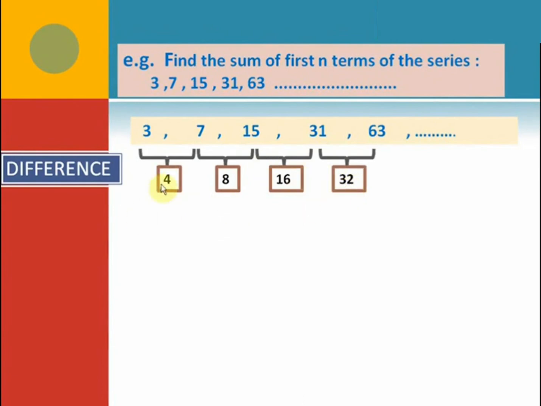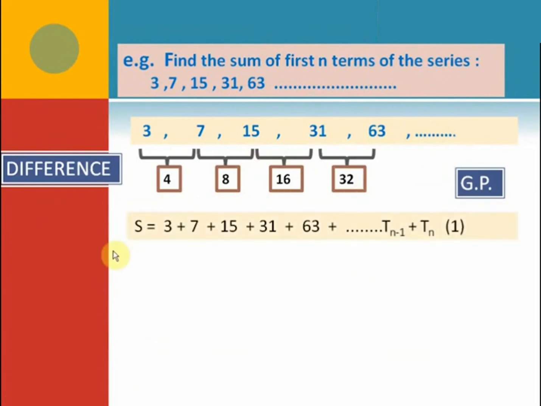Now what's so special about these differences? We can clearly see that these differences are in GP. 4 into 2 is equal to 8, 8 into 2 is equal to 16, 16 into 2 is equal to 32. Thus the common ratio for these differences is equal to 2. And so this is a GP.